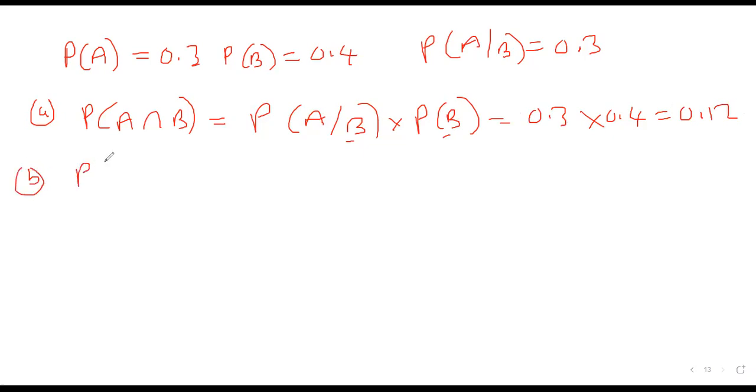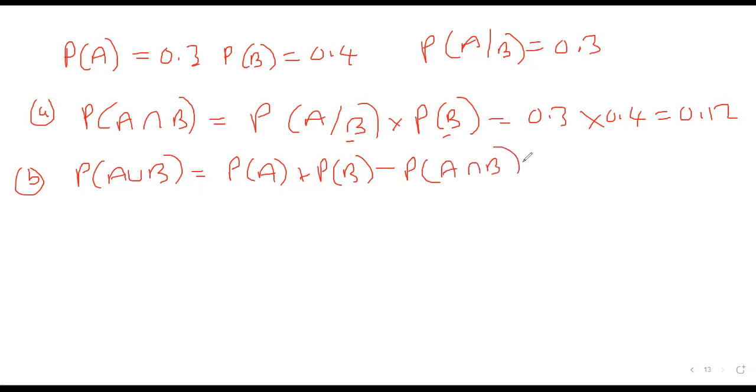Part B, asking us to find A union B. Who can help? This one is easy. Formula for A union B, probability of A plus probability of B minus what? The intersection. So our A is 0.3, our B is 0.4, intersection is 0.12. So what do we get? 0.58.